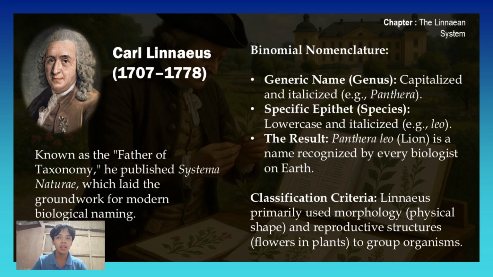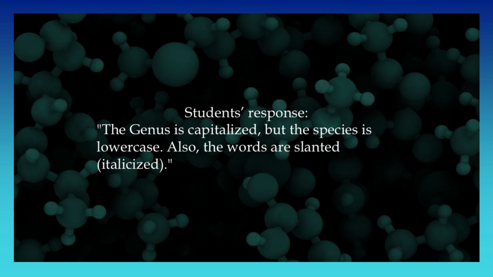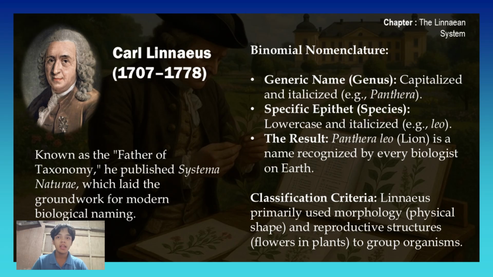Look at the formatting on the slide. What do you notice? Correct. If you are writing this in your notebooks, you cannot easily write it in italics. So you must underline each word separately. So let's practice writing the name of the lion, which is Panthera leo.